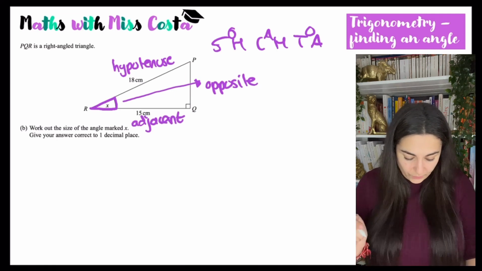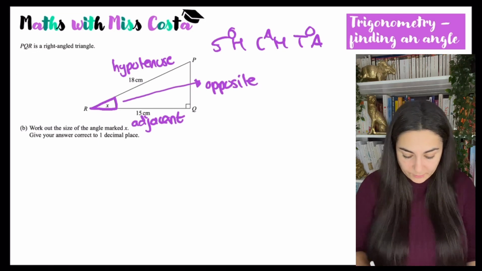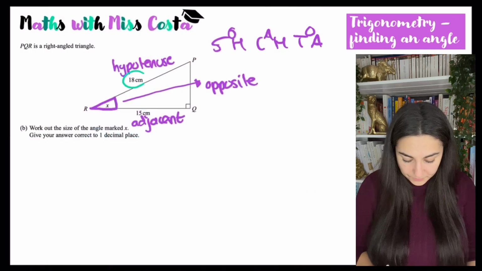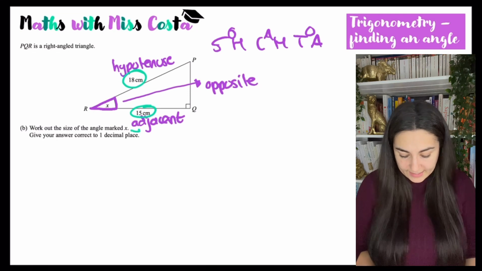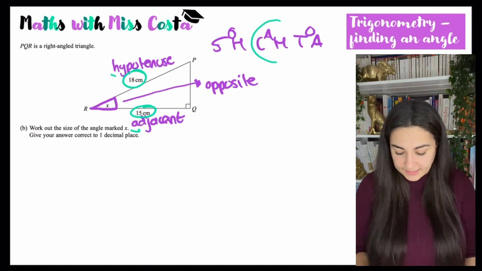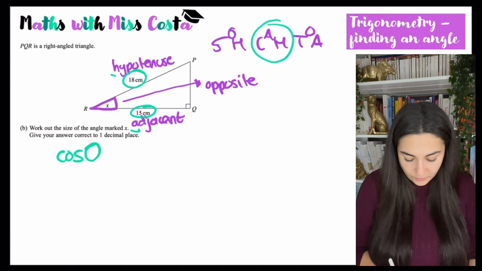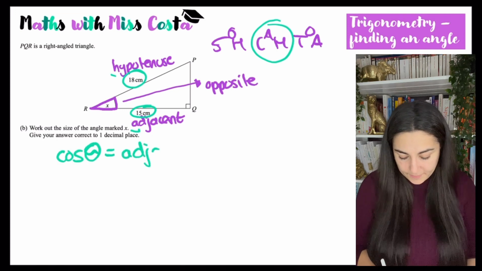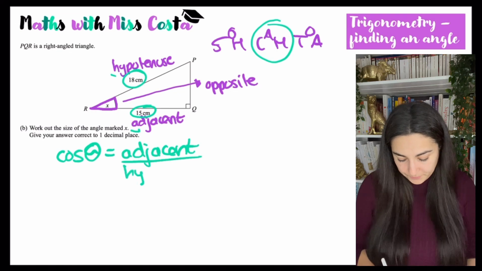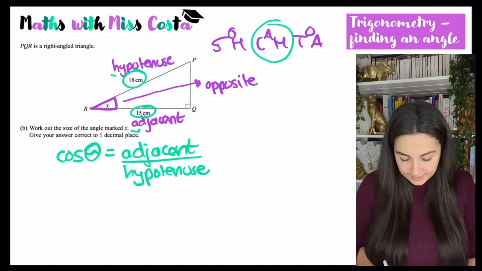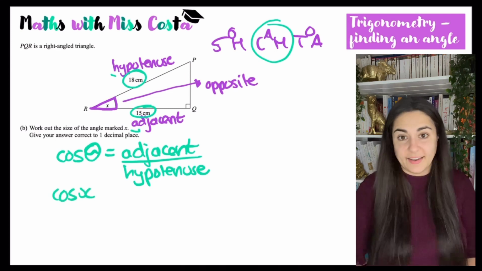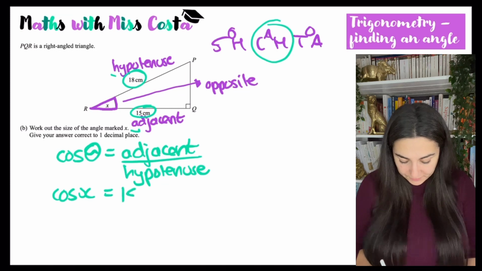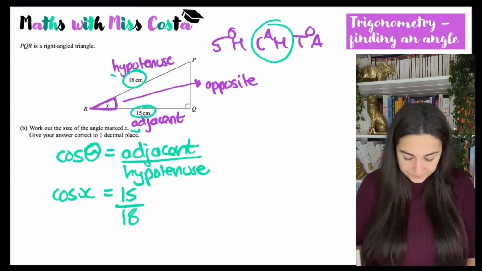We are trying to work out the size of angle X, and we've been given 2 sides: the hypotenuse, which is 18, and the adjacent, which is 15. So A and H, which one has A and H? That's CAH. Let's write out the equation: cos theta is adjacent over hypotenuse. Then let's fill in what we know. We don't know the size of theta, the angle, so we say cos X, because that's the name they've given it, is the adjacent, which is 15, over the hypotenuse, which is 18.